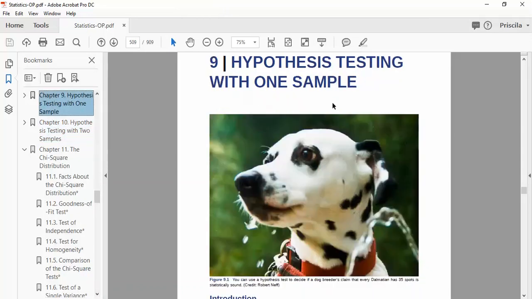Okay, we have this adorable picture over here, and it's telling you that let's say you want to decide if a dog breeder's claim that every Dalmatian has 35 spots is statistically sound. You could use hypothesis testing. So just think of hypothesis testing as every time you have a claim that you want to prove either to be true or not true.